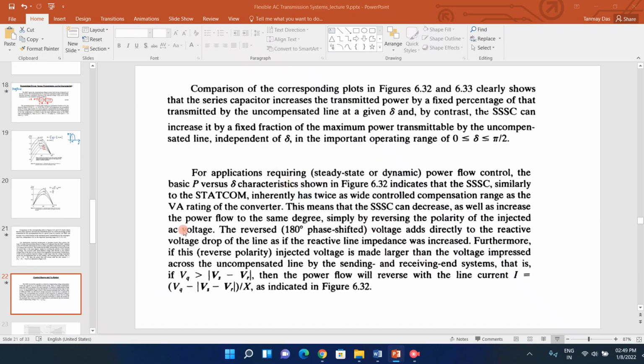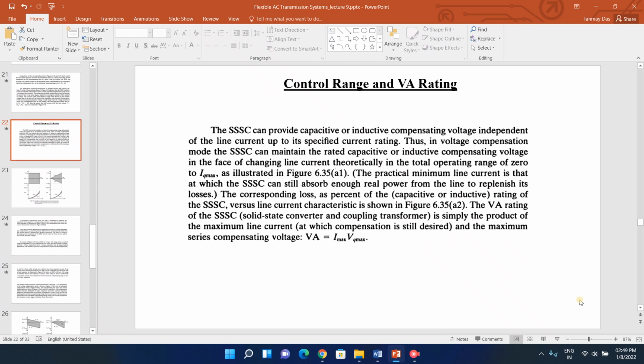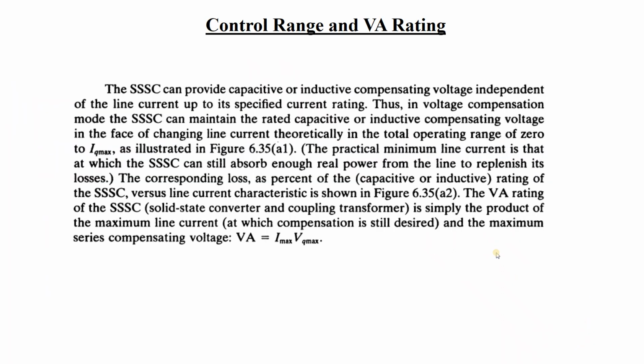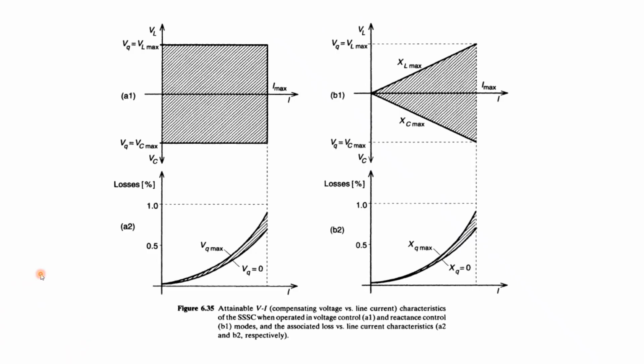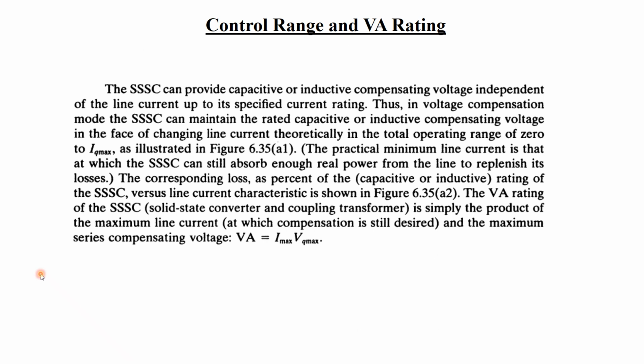Now control range and VA rating. What is the control range of the particular system? See, the SSC, when it is operating like this, this is a VI rating, VI range actually, voltage versus current range with respect to reactance. The SSC can provide capacitive or inductive compensating voltage independent of the line current up to its specified current rating. So up to a certain current rating, it can compensate the inductive and capacitive voltage.